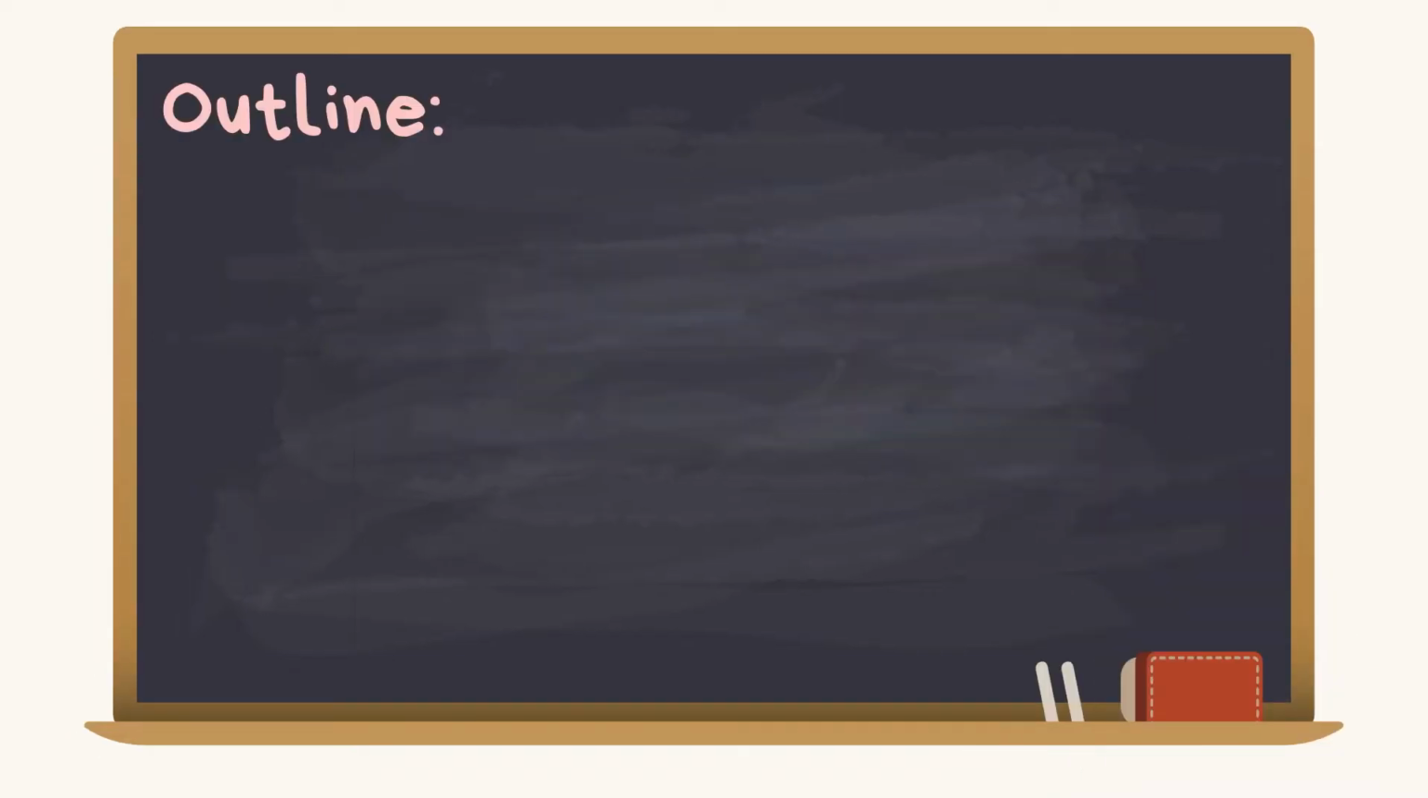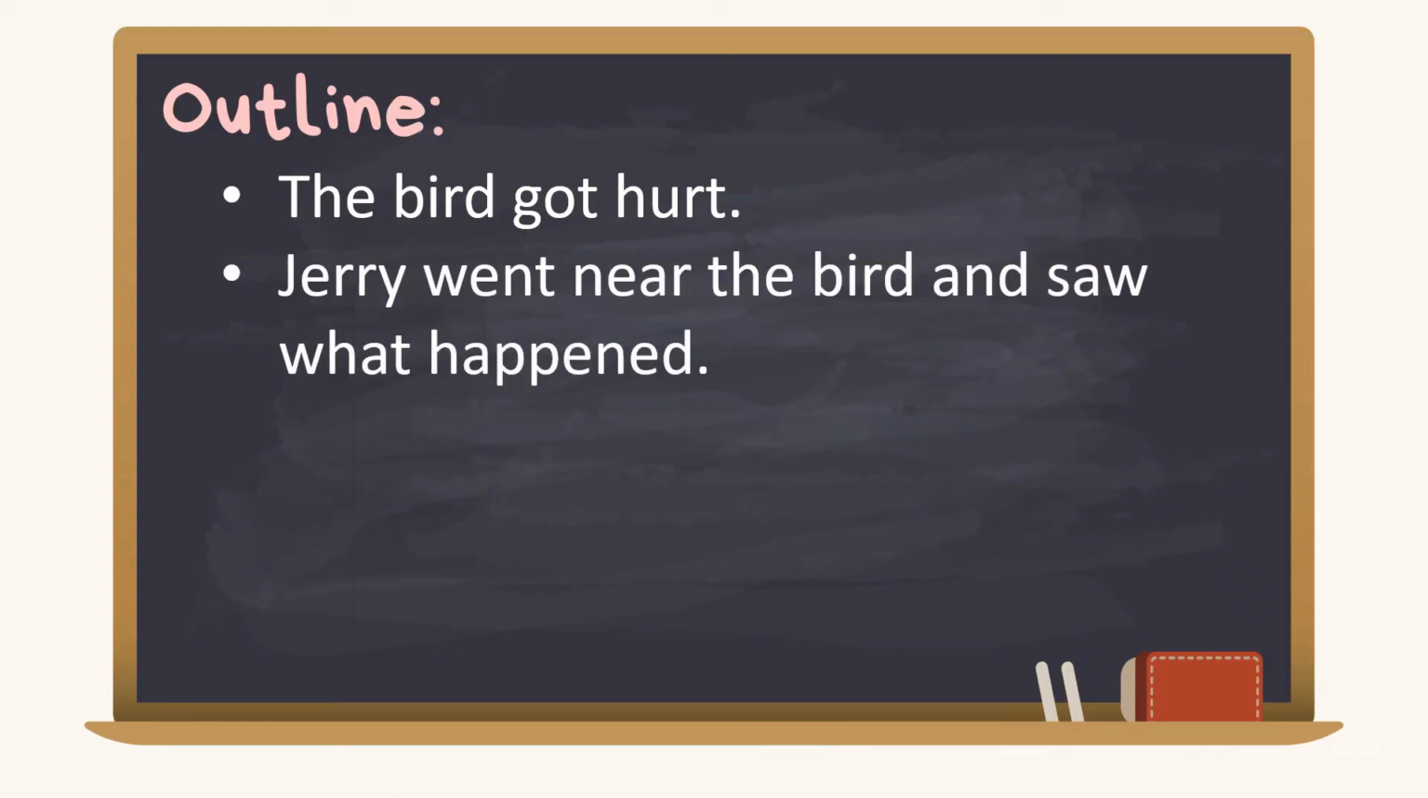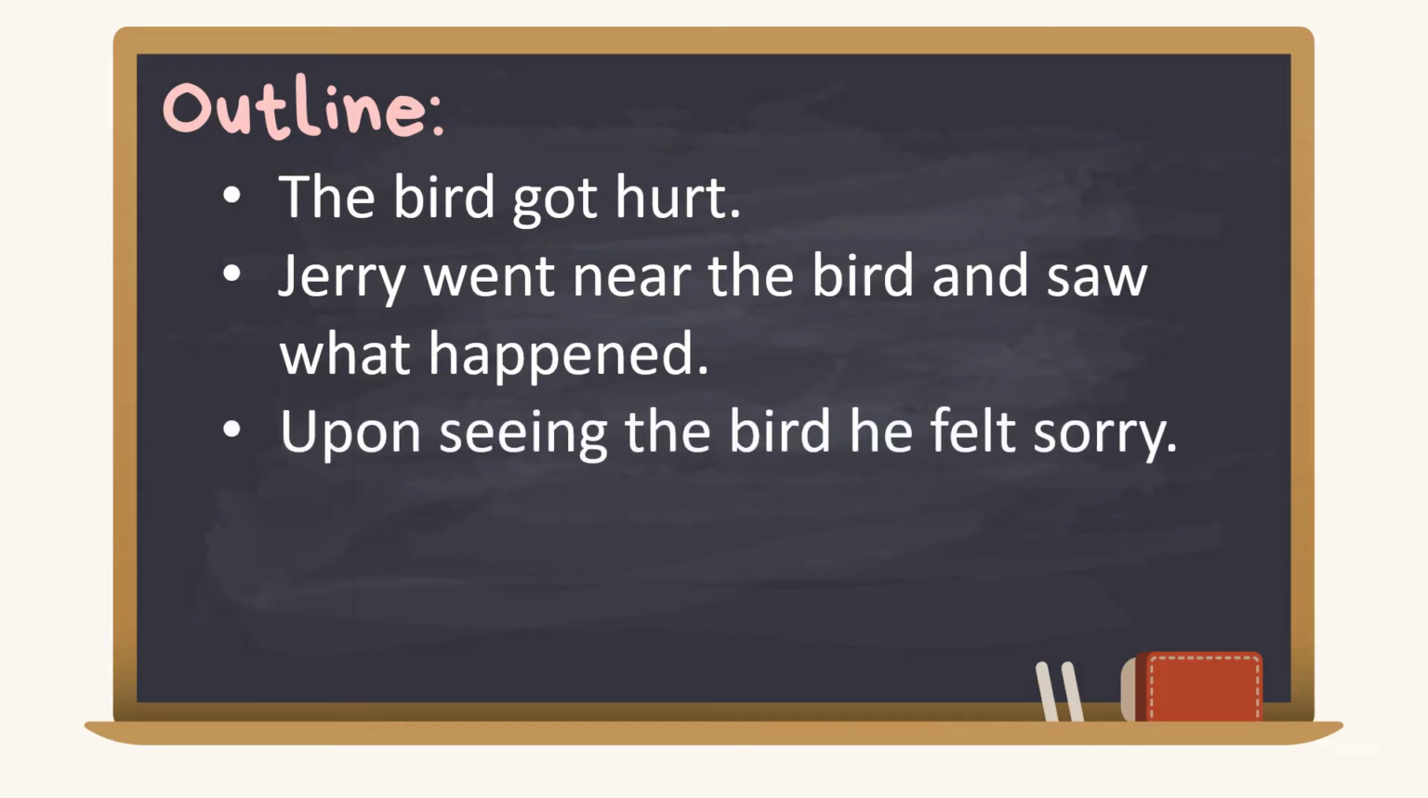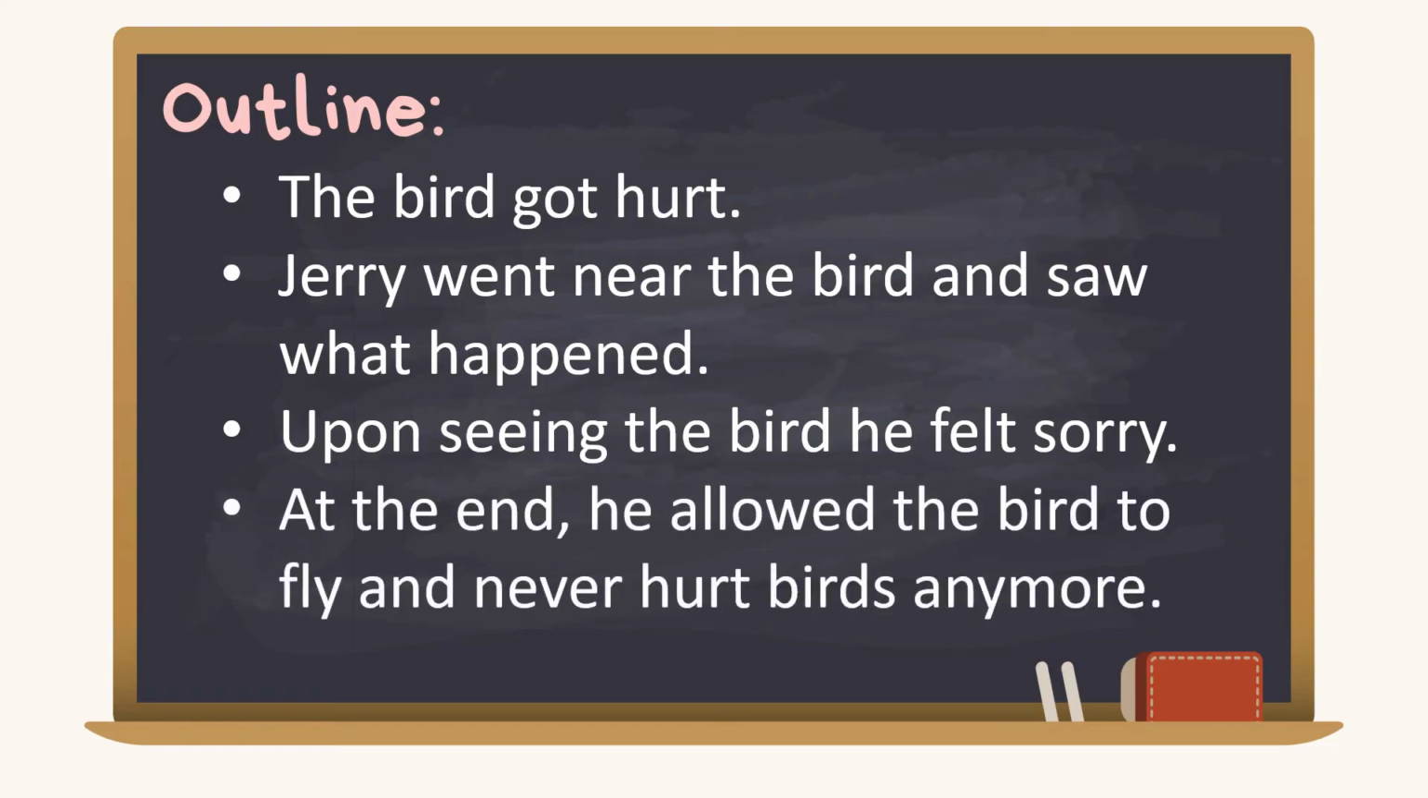Let us now make the outline. From the story, the last part is Jerry hits the bird. So we can write, the bird got hurt. Jerry went near the bird and saw what happened. Upon seeing the bird, he felt sorry. And let's remember, we should end the story with a hope or a moral lesson. So we can write, at the end, he allowed the bird to fly and never hurt birds anymore.